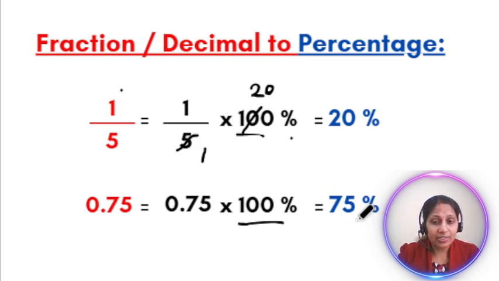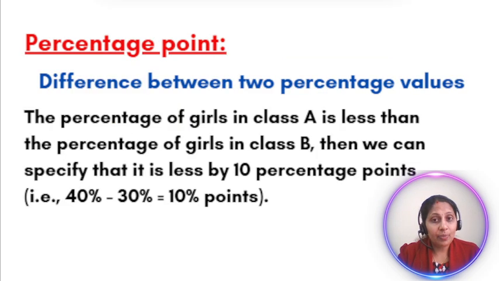I hope you're clear with this. Now, let's see another term called percentage point. It's nothing but the difference between two percentage values. Say for example, if class A has 30% of girls and class B has got 40% girls, then we can specify that class A is less by 10 percentage points. Percentage point is simply the difference between two percentages, right?